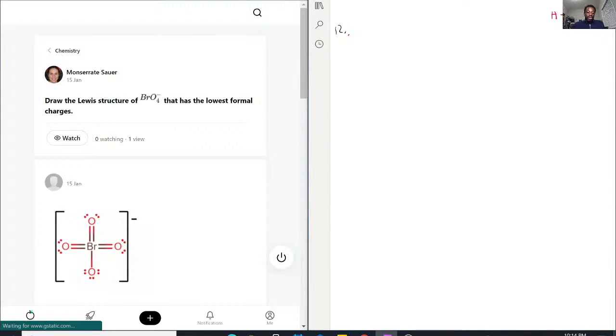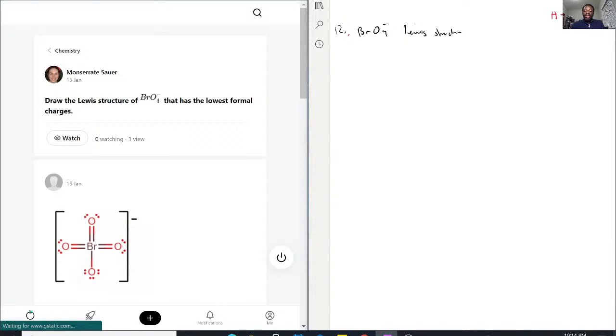Okay, so let's see what we can do here. Bromine. Okay, so let me just write it here. BrO4 Lewis structure. Oops, sorry, Lewis structure. Okay, so just to reiterate, BrO4 Lewis structure. I'm going to now draw it.